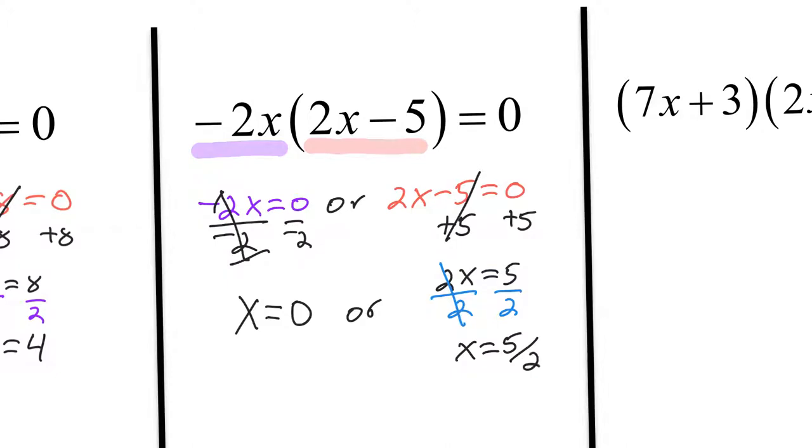All right, we got the two answers. So how do we set up our answer? We put 0, the lowest number first, and then we have 5 over 2. And that is my set of answers. So we have two answers. One is 0 and one is 5 over 2.